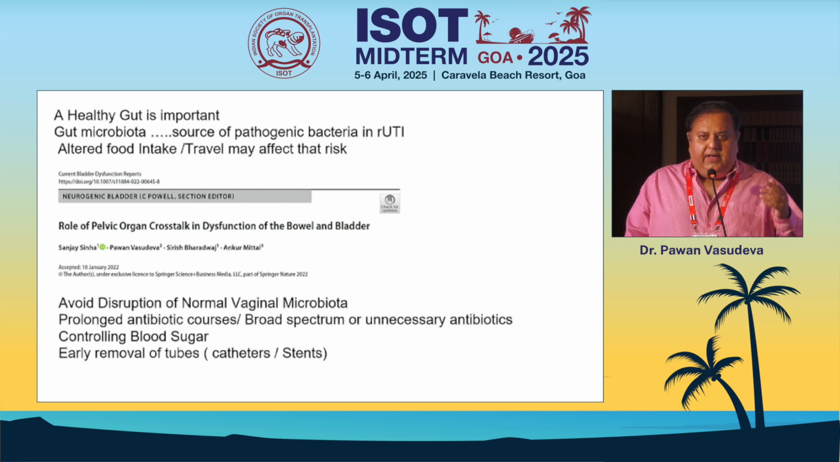And finally, these were things that the patient was supposed to do. What can you do? Avoid disruption of the normal vaginal flora. Do not give prolonged courses. Do not give broad spectrum antibiotics. Do not give unnecessary antibiotics. Control the sugars, and tubes, catheters and stents should be removed as soon as feasible.